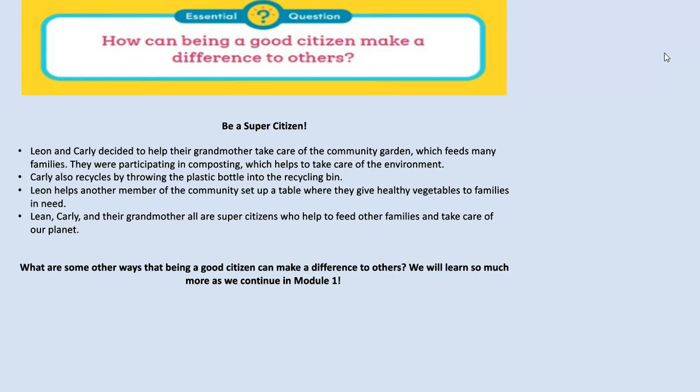So think for a moment, what are some other ways that being a good citizen can make a difference to others? If you have some ideas now, that is fantastic. We are going to continue to read more stories. We're going to watch more videos all week long. And by the end of the week, we will have a really, really good detailed answer for how being a good citizen can make a difference to others.